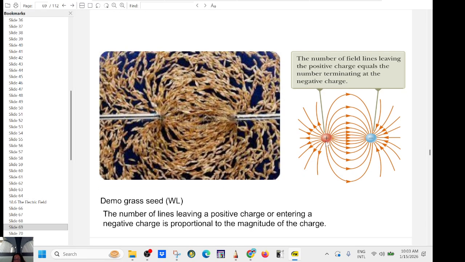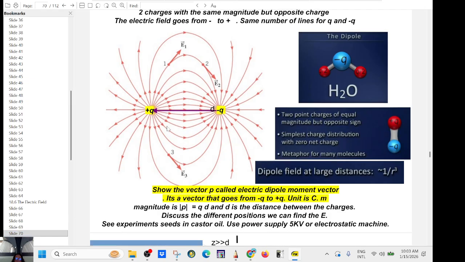Okay, so that will be very important for the configurations. That's called a dipole. So we're going to define a new physical quantity, which is called a dipole moment vector. The notation is P. So this vector goes always from minus to plus. And the equation of the dipole moment is Q times the distance.